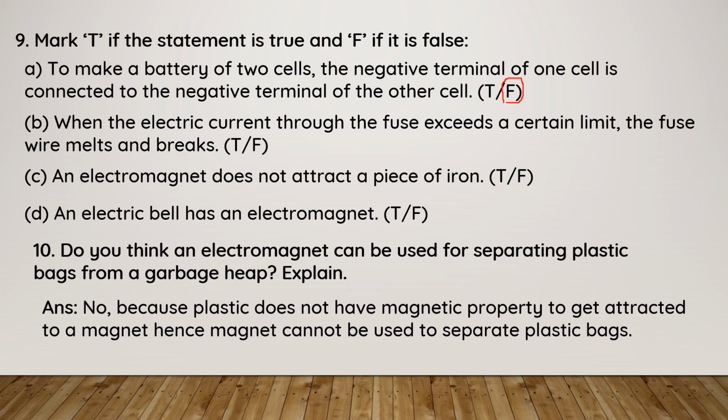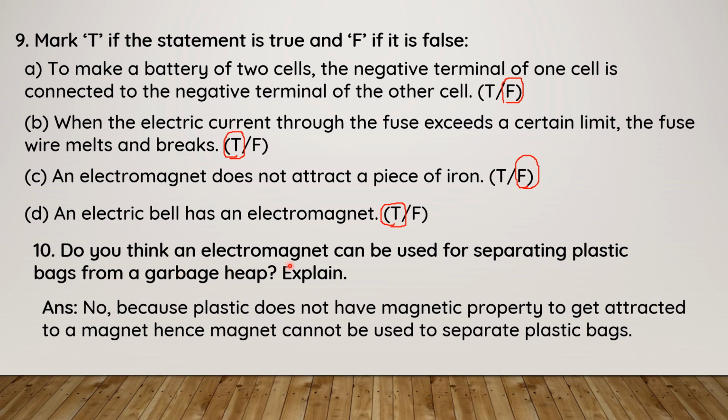Next one. When the electric current through the fuse exceeds a certain limit, the fuse wire melts and breaks. So that statement is true. Next one. An electromagnet does not attract a piece of iron. That is false, because an electromagnet attracts a piece of iron. Next is, an electric bell has an electromagnet. Yes, an electric bell contains an electromagnet. So that statement is true.